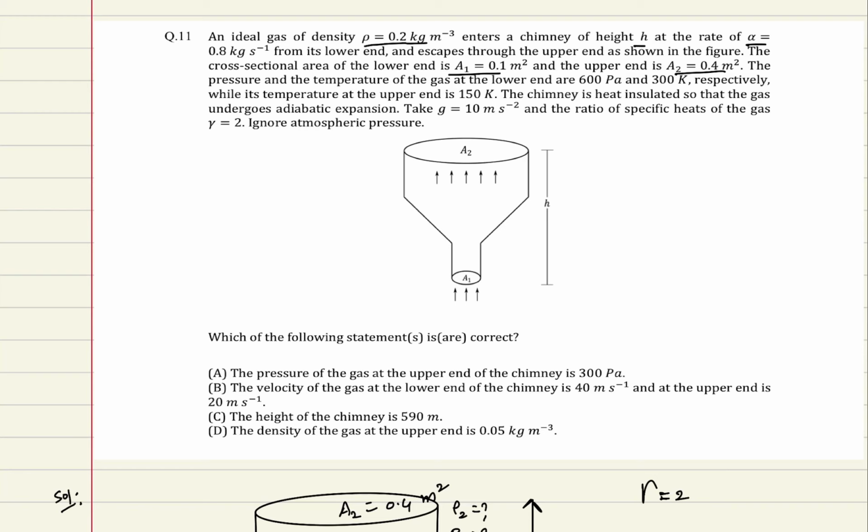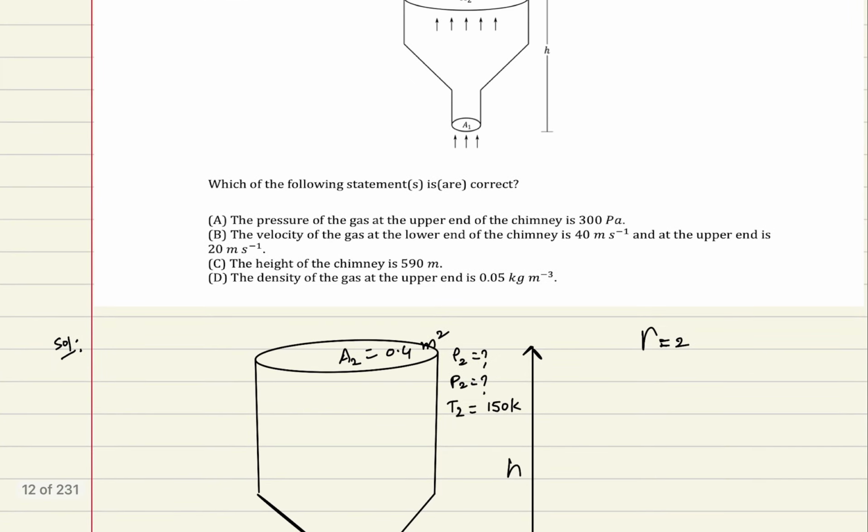The pressure and the temperature at the lower end are 600 Pascal and 300 Kelvin respectively, while the temperature at the upper end is 150 Kelvin. The chimney is heat insulated so that the gas undergoes adiabatic expansion. Take g equal to 10 meter per second square, and the ratio of specific heats of the gas, gamma, is equal to 2. Ignore the atmospheric pressure.